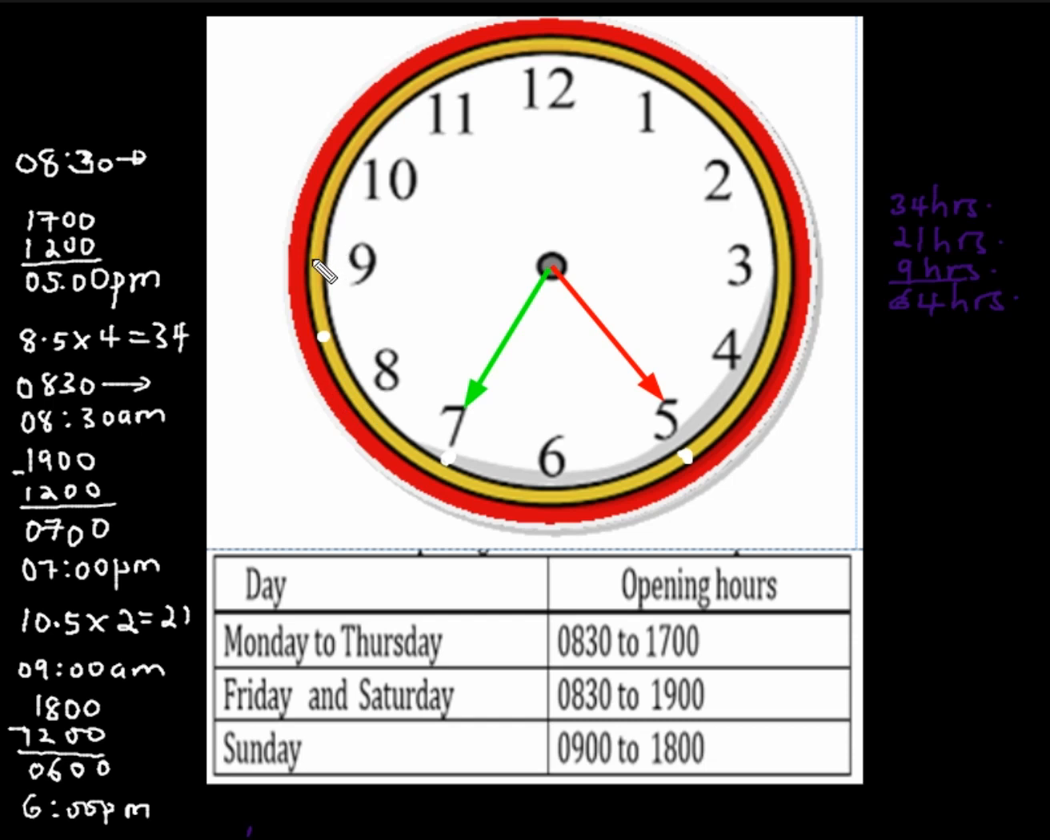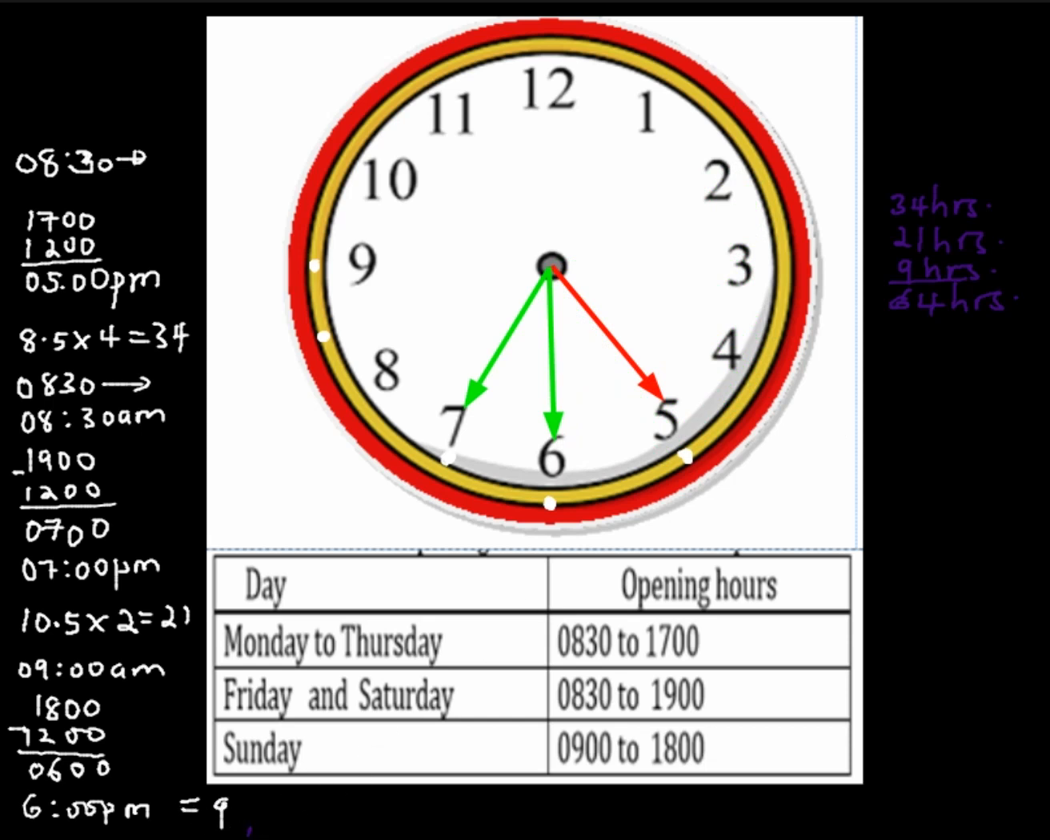It will open at 9 a.m. in the morning and it will close at 6 p.m. in the evening. Let's count. That is 1 hour, the second, the third, the fourth and the fifth, the sixth, the seventh, the eighth and the 9th hour. So that is 9.